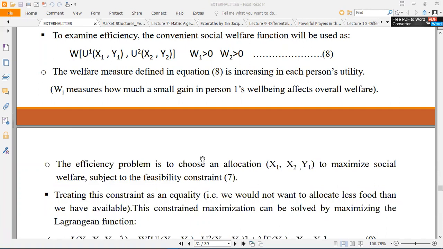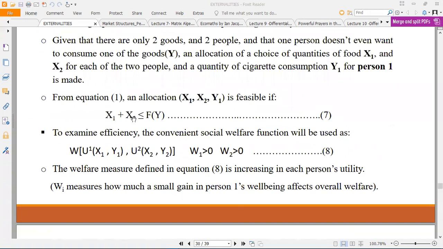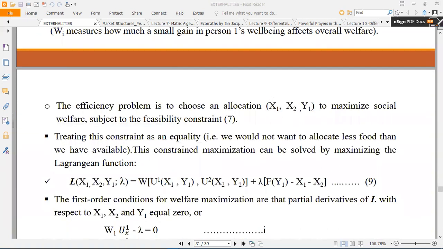So what we are trying to do is that here too we are faced with an optimization problem. For us to get efficiency in the allocation of these quantities of X1, X2, and Y1, we need to make sure that we are finding the quantities that will maximize social welfare, subjected to the feasibility constraint, this. So we maximize the social welfare subjected to the feasibility constraint. We all know the drill.